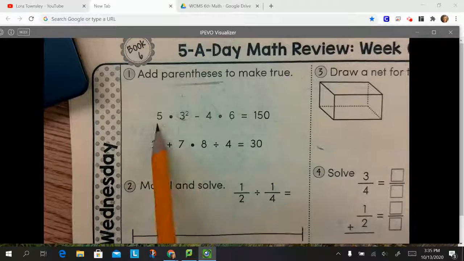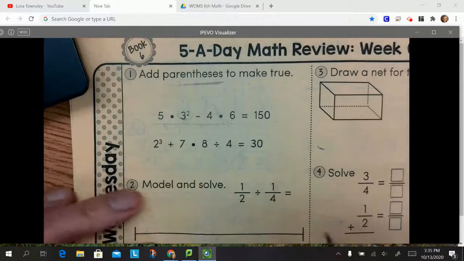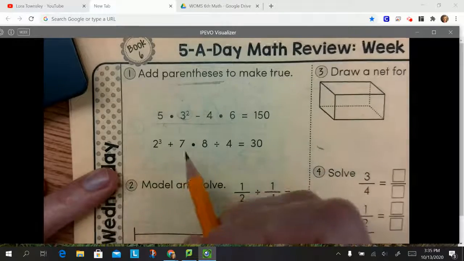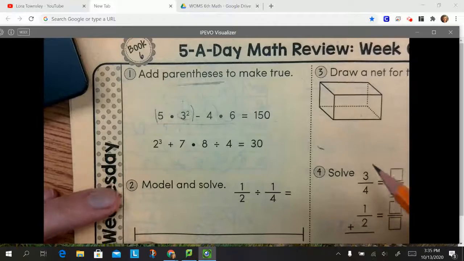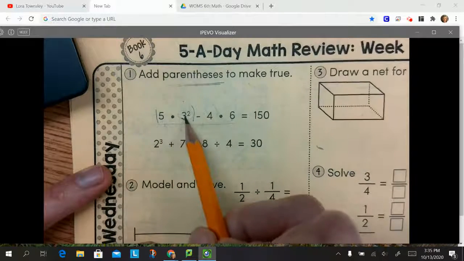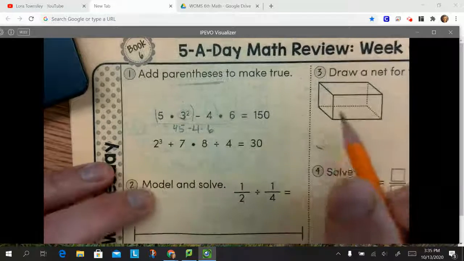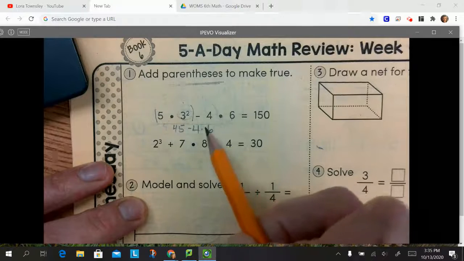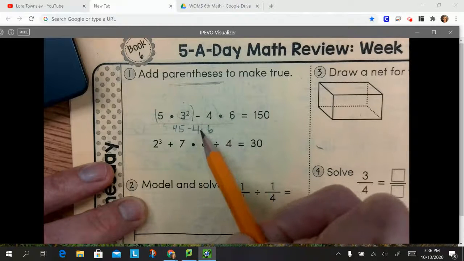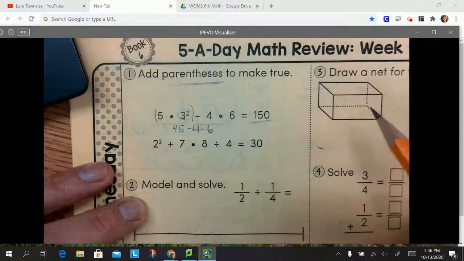And anytime that you work with a problem like this, it's really just trying what works and what doesn't work. I'm going to show you one way that does not work. If you would put those parentheses there, this is like 5 times 9, which is 45, minus 4 times 6. And then you need to put these two together because this is multiplication, and multiplication goes before subtraction. And then if you would have 45 minus 24, it would not equal that.